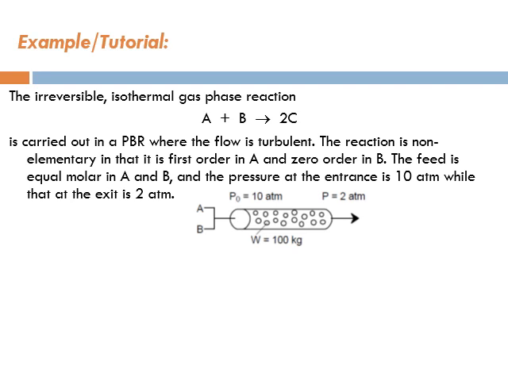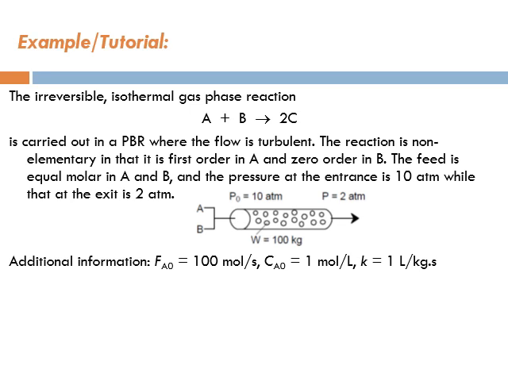So let's look. A and B enter the reactor at a pressure of 10 atmospheres, and exit at a pressure of only 2 atmospheres after going through 100 kg of packed catalyst. It's a very nice problem. I will just tell you where the students make mistakes, so you can avoid it.